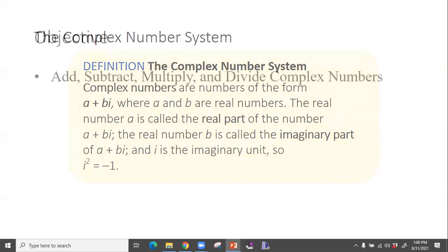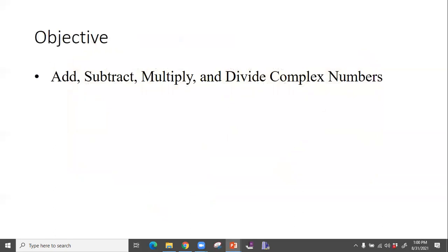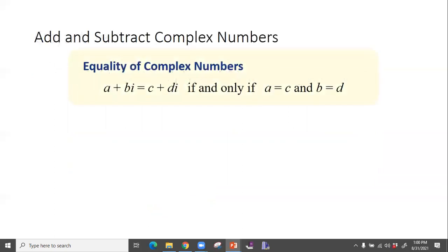Okay. All right. So we're going to start off simple with adding and subtracting, and then multiplying and dividing. When you add and subtract, you're combining like terms. So if I have a plus bi equals c plus di, obviously that means that my real terms have to be the same, so they have to be equal, and my imaginary terms have to be the same, so they have to be equal. Otherwise, would that be a true statement? No, it would not.